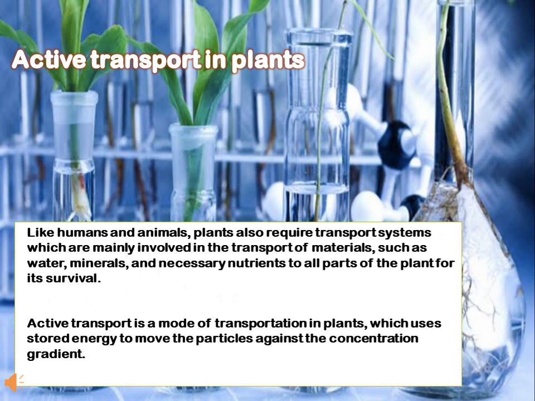Plants, like any living organisms, also require a transport system to transport necessary nutrients to all plant parts. The plant consumes stored energy to move the particles against the concentration gradient by the active transport process, and this also takes place in root cells by absorbing water and minerals.